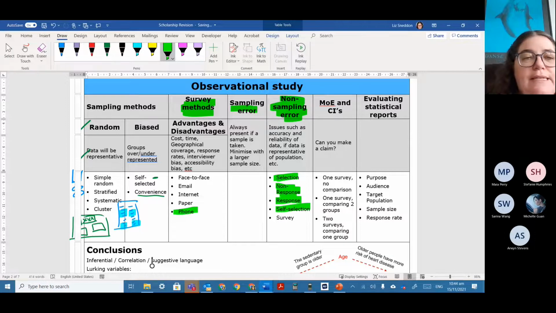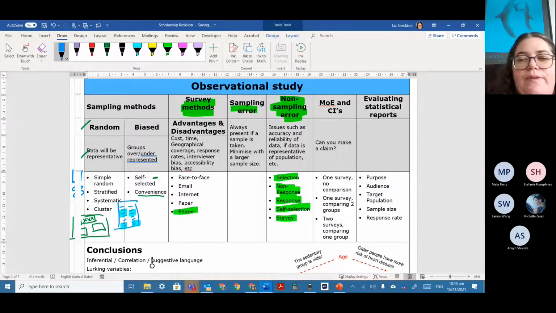Self-selection, so that's our volunteers are different, they'll give different answers. And the survey errors, that's looking at the wording of the questions, the order of the questions, anything to do with the actual survey itself, and the errors that come from that.